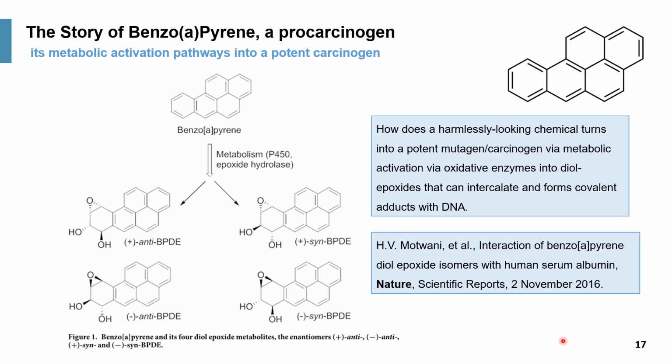So it turned out that human enzymes can metabolize it into something called a diol epoxide, and this is actually a powerful mutagen. It can intercalate in human DNA and eventually elicit a tumor response. So this is well researched and well established. So here is a journal article from Nature on the metabolism of benzo[a]pyrene.